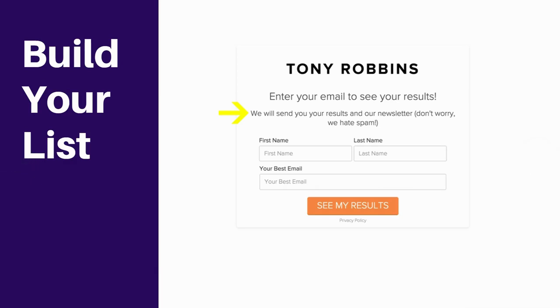Lead magnets like these are particularly effective because the user has already invested in getting the results, because they spent time filling out the survey. They're already committed.